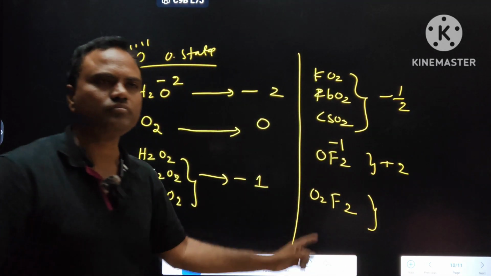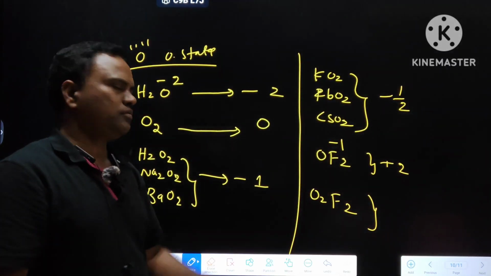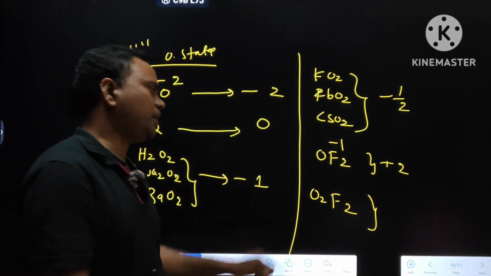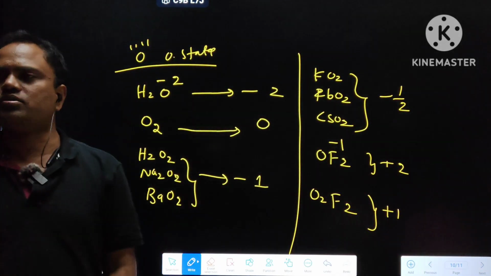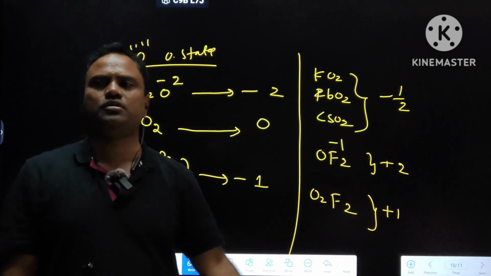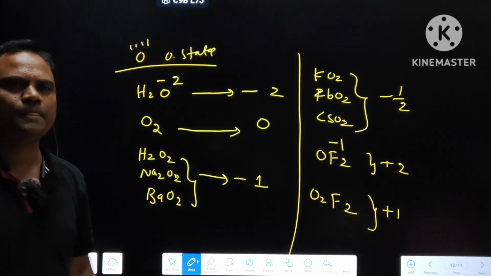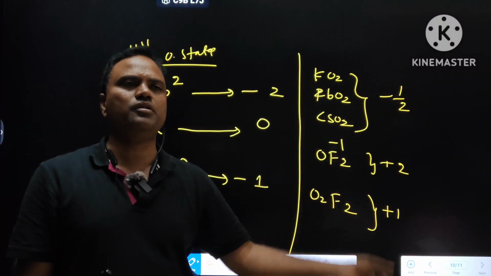Here, 2 into -1 is -2, but net should be 0, so oxygen is +1. So oxygen generally shows negative oxidation states, but in oxides or fluorides, oxygen shows positive oxidation states.